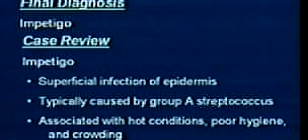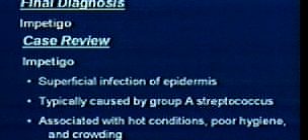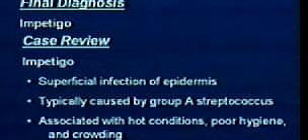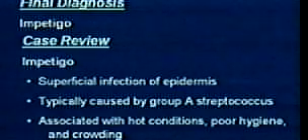Looking at our case reviews, remember that for impetigo, it's a superficial infection of the epidermis. It's usually caused by group A strep. It's associated with hot conditions, poor hygiene, and crowding. And the buzzword that you're looking for is honey-colored crusted lesion. The other thing that we want to make sure that you realize is that topical antibiotics are for mild disease, systemic antibiotics for more severe disease.